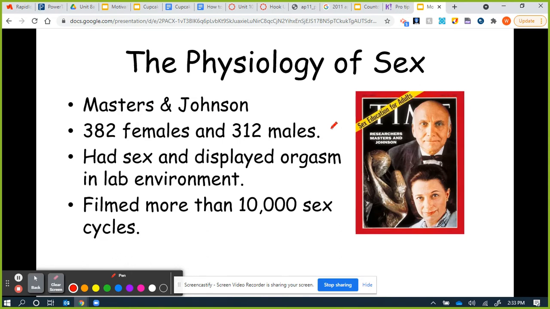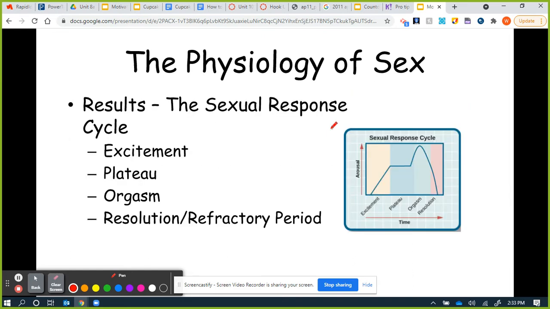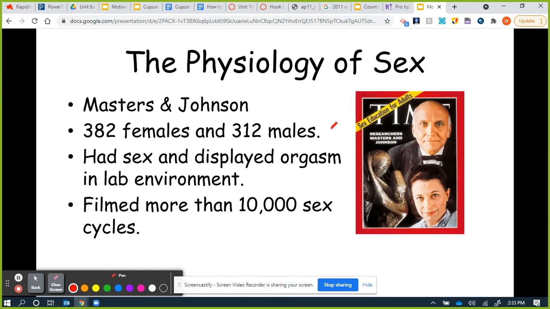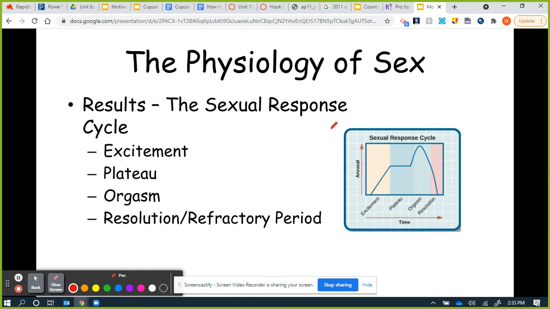The other thing that you could possibly be asked about is the physiology of sex, what is called the sexual response cycle. This is Masters and Johnson. They filmed 10,000 sex cycles. Most of them were sex workers. And what they found was that it's basically a 4-step process.